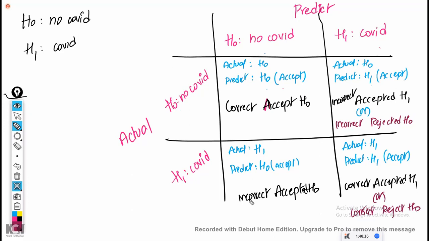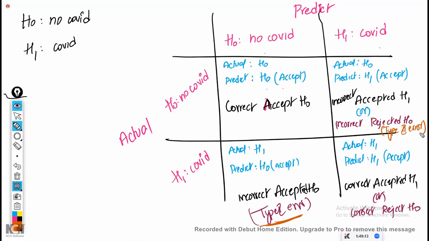Out of which, incorrect acceptance of H0 is always type 1 error. Whether it is in this position or in that position, incorrect acceptance of H0 is called type 1 error. Type 1 error means incorrectly accepting H0. Incorrectly rejecting H0 is called type 2 error. Every time, whichever the position, incorrect rejection is called type 2.